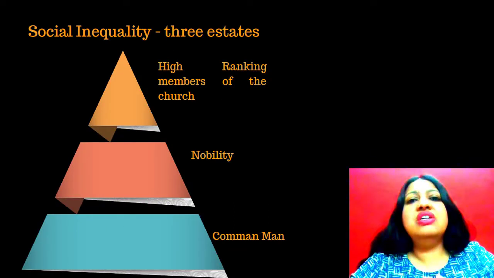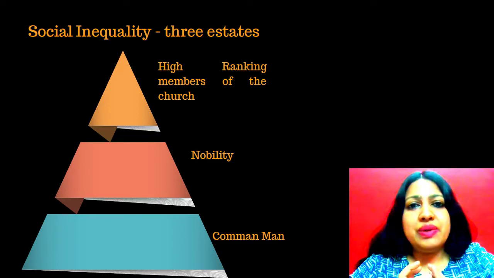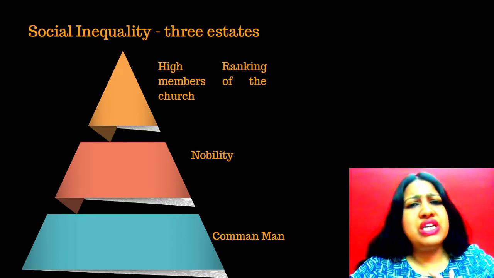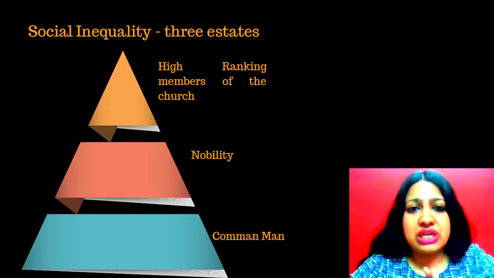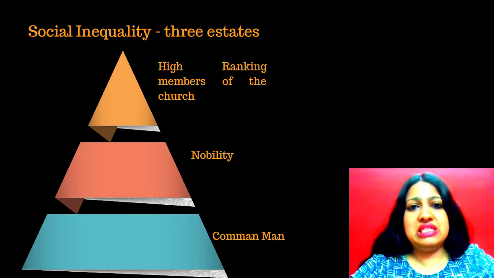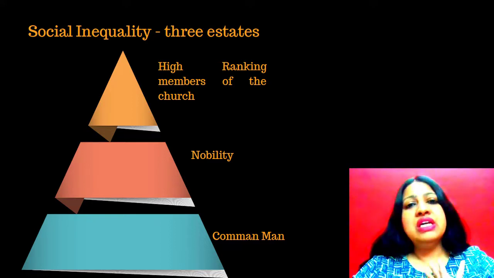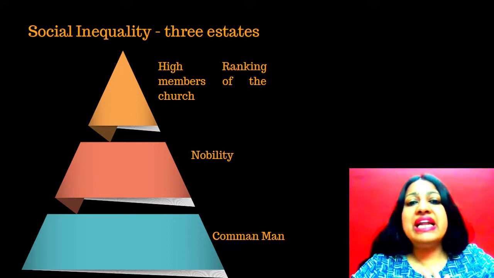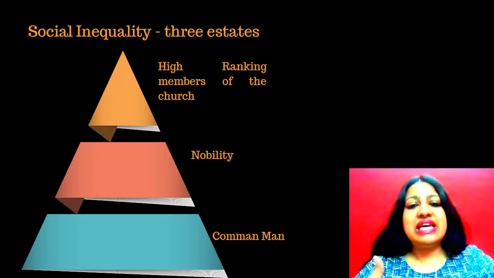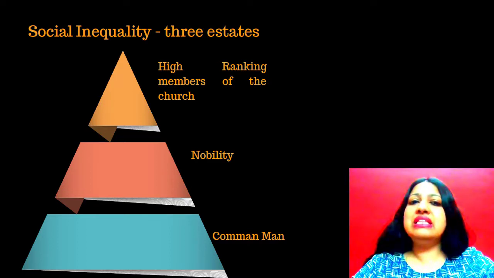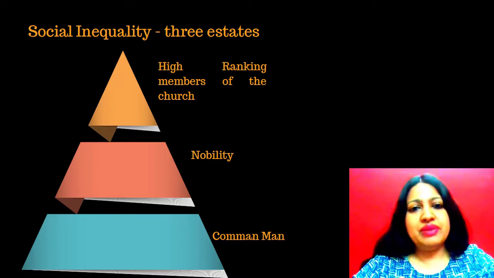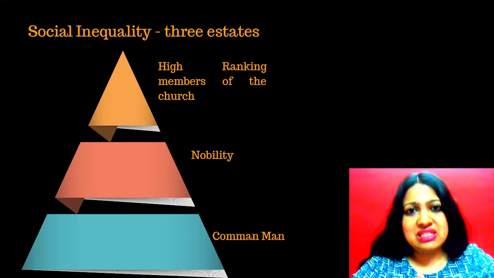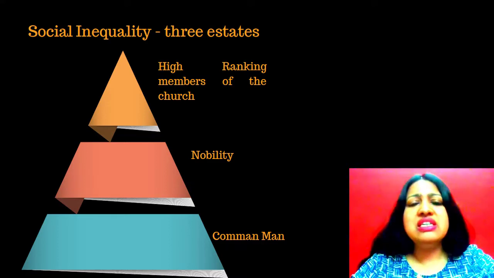So, the major cause for the French Revolution was social inequality. There was a lot of inequality between the social classes. France back then was divided into three estates. It was called the first estate, the second estate, and the third estate. The first estate was the high ranking members of the church. The second estate was the nobility, and the third estate was the common man. So these were the three estates, these were the three social classes, and the divide between them was too much.